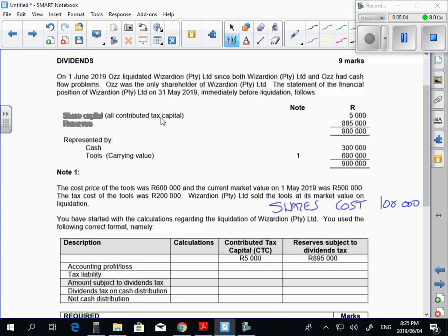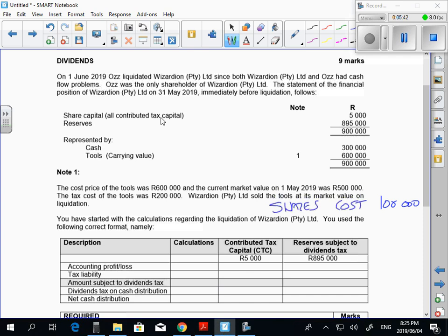It says on 1 June 2019, Oz liquidated Wazardian. Since both Wazardian and Oz had cash flow problems, Oz was the only shareholder of Wazardian. The statement of financial position of Wazardian immediately before liquidation was as follows. Share capital, all contributed tax capital, 5,000. Reserves, 895, represented by cash, 300. Tools, 600 carrying value. The cost price of the tools was 600 and the current market value was 500. The tax cost of the tools was 200, so there's your tax value. Wazardian sold the tools at the market value on liquidation.